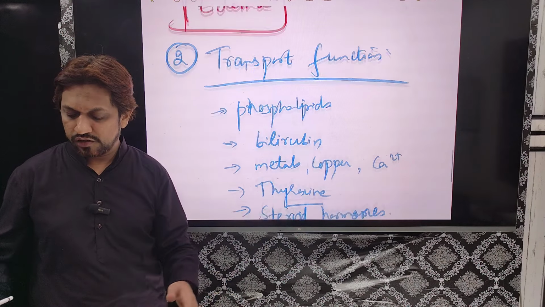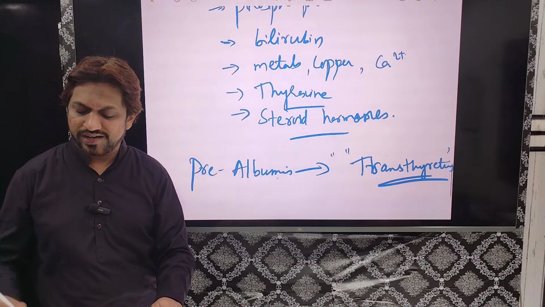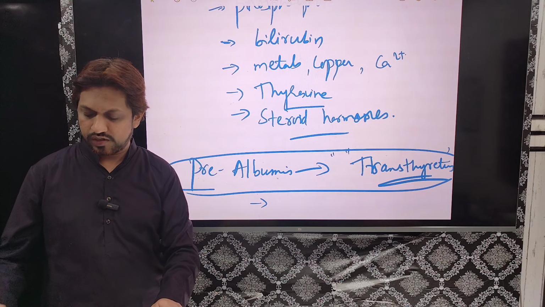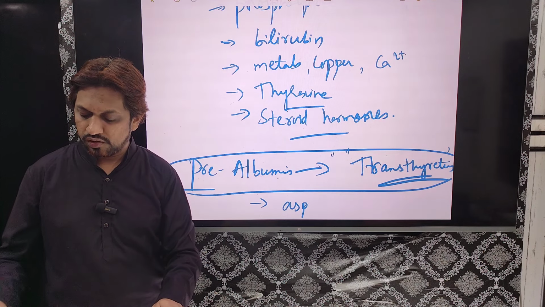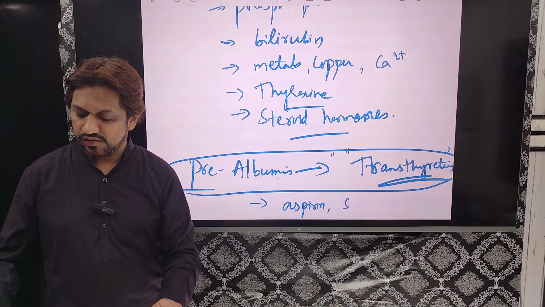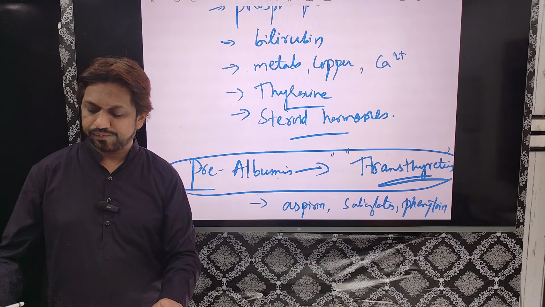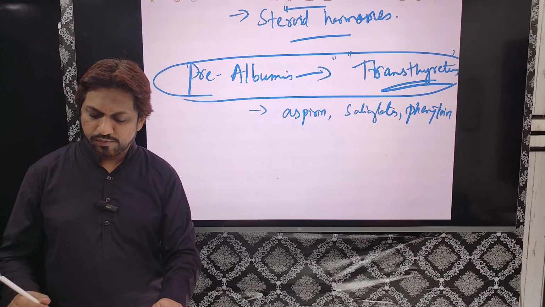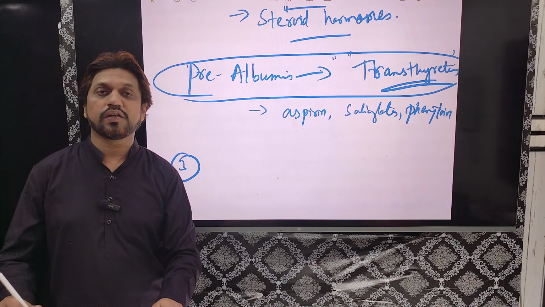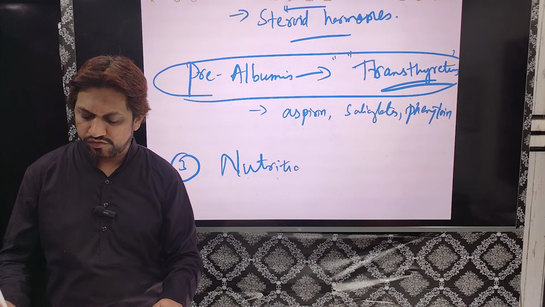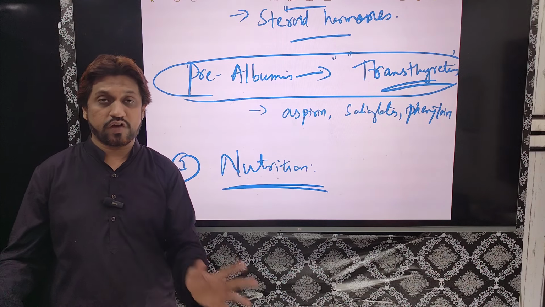It will transport so many important substances, and also certain drugs. Albumin will transport certain drugs like aspirin, salicylates, and phenytoin. Then the third important function of albumin is that it helps in the nutrition of various tissues. So it has a nutritive function.